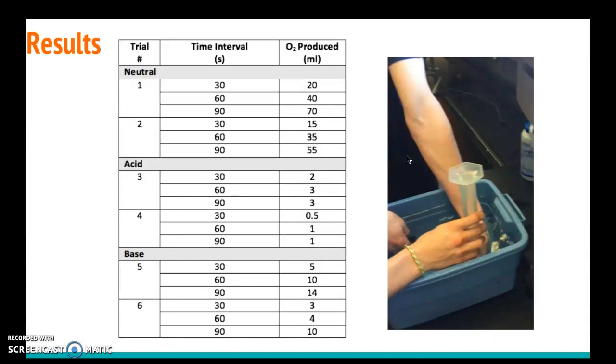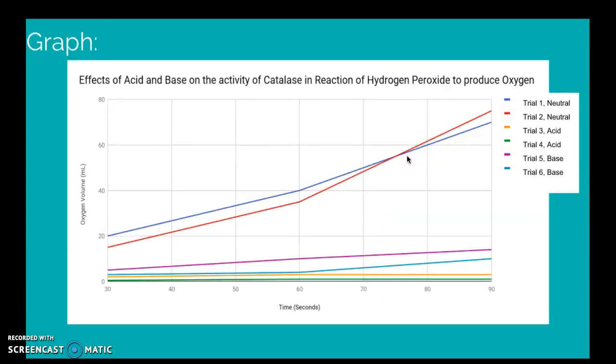These are our results. We measured oxygen produced in milliliters and the time interval every 30 seconds. Here's a diagram, a picture of our procedure. We also show these results in a graph next. As you can see, we had 6 trials. Each was measured over a time of 90 seconds with the milliliters shown of oxygen volume produced. We use this to measure the effects of acid and base on the activity of catalase and the reaction of hydrogen peroxide to produce oxygen.